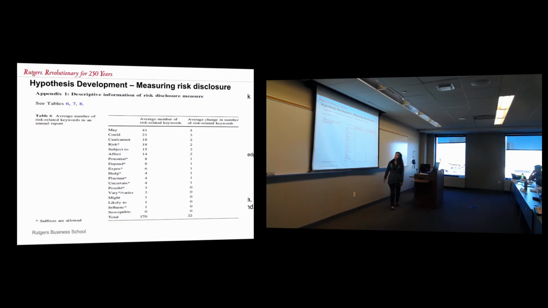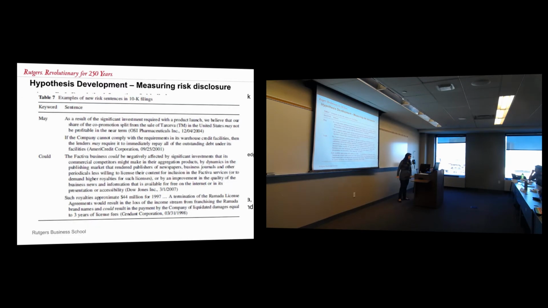Okay, then here we have this table that has the average number of risk-related keywords. And I'm not surprised to see "may" at the top of the list, and then "could" and "cannot." And then here we just have the changes in the number of risk-related words. And in the appendix, they also provide examples of the keyword and a sentence. So the first sentence, it's kind of blurry from here, but it expressed some uncertain future outcome. So "in the United States may not be profitable," so negative impact on future performance.